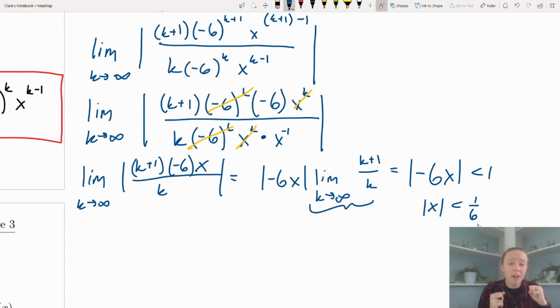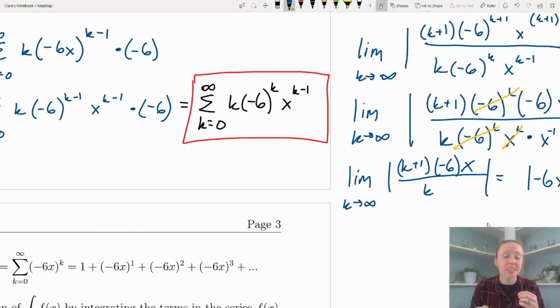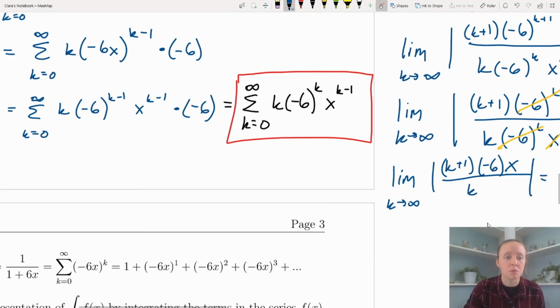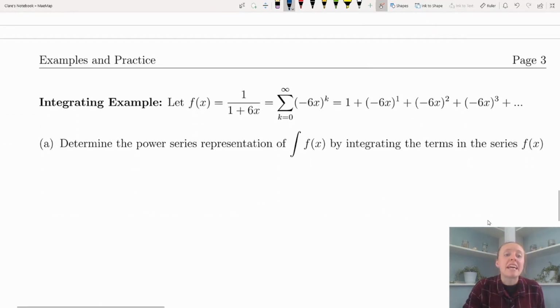And I would go ahead and check your endpoints as well to see if we are actually converging at those endpoints. Are we including negative 1/6 and 1/6 in our interval or not? So go ahead and try that on your own. Now I'm pretty sure it's going to diverge at each of those endpoints, but for the sake of time, let's move on. In our next example, we're going to be integrating.